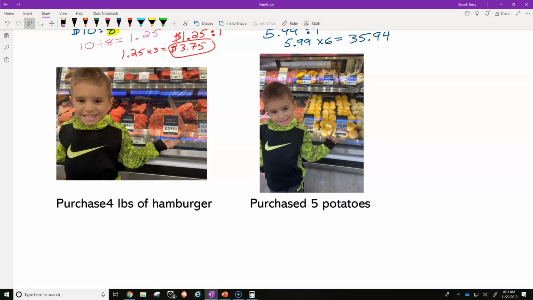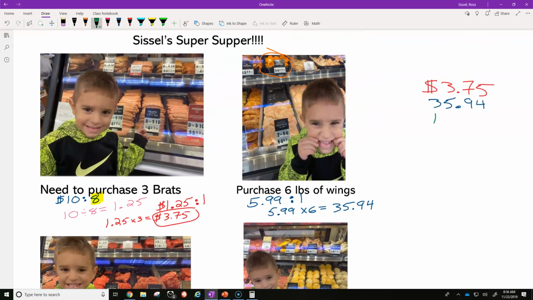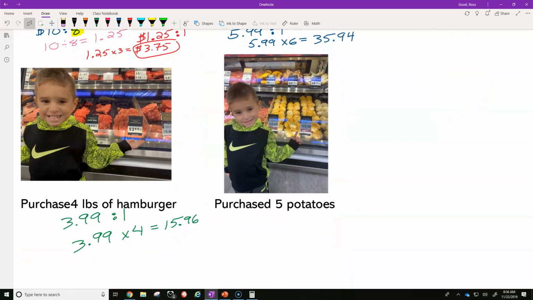We go to 4 pounds of hamburger. Hamburger is $3.99 for 1 pound. We already got that unit price. I needed 4 pounds. So $3.99 times 4 gives me $15.96. Okay, I'm at $15.96.